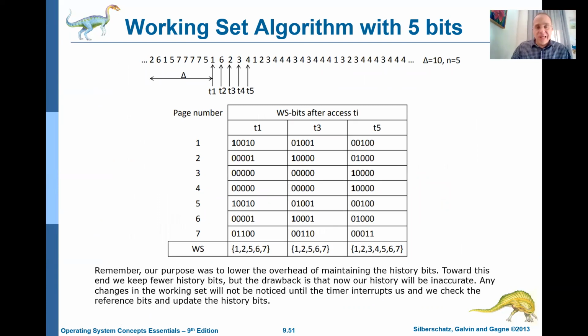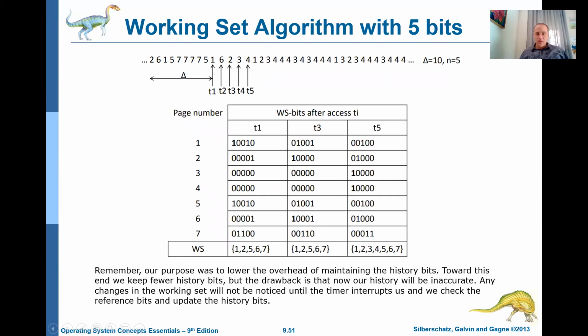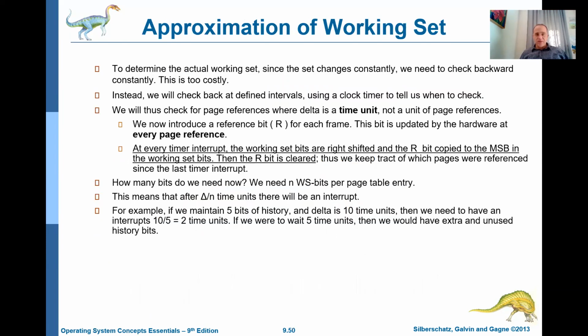And the working set is slightly less accurate. I mean, in this case, I don't know if it's less accurate. Is it less accurate? Well, not really. The total working set is still the same numbers that I would have had before. Times 3 here, it was 1, 2, 5, 6, 7, and it's still 1, 2, 5, 6, 7. It's not really less accurate. It's only less detailed.